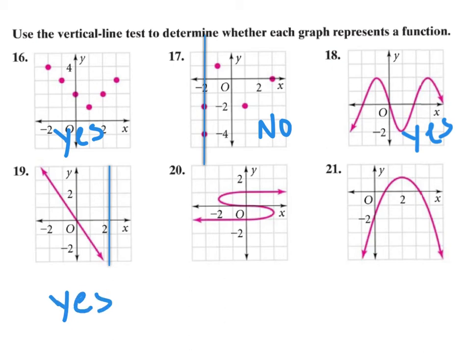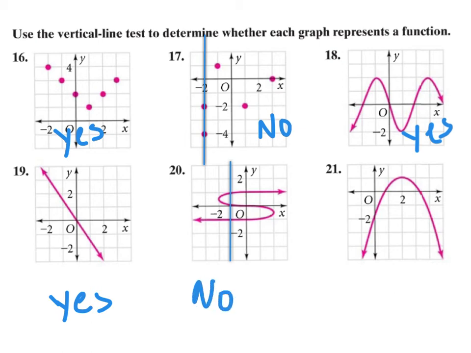For the one in the bottom in the middle, as I move my vertical line, once I hit this point, it is crossing it more than once. At this point, it's actually crossing it 3 times. So it'll be the answer that no, it is not a function.